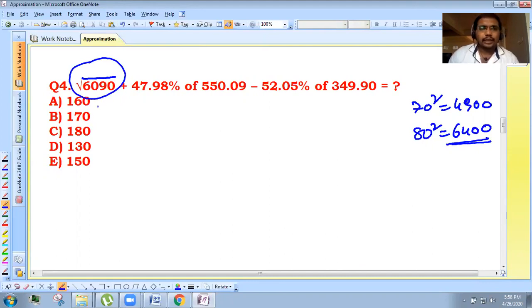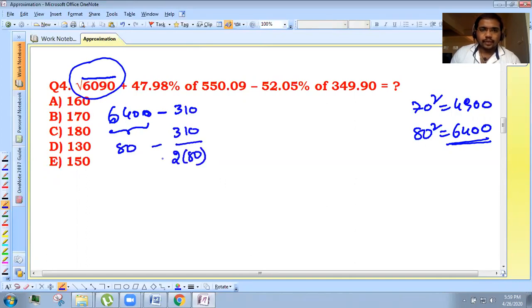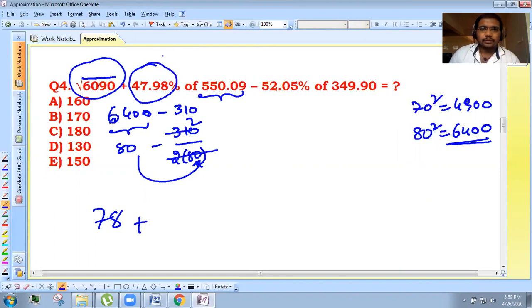Otherwise, if you want to take a slightly more perfect value, then make it like this: 6400 minus 310. 6400 minus 310, this is how much square? 80 minus 310 by 2 times of 80. 2 times of the same 80 you have to write, 160 2 times. Then the first value is 78. Approximate value is 70 plus, this is 48% of 550.